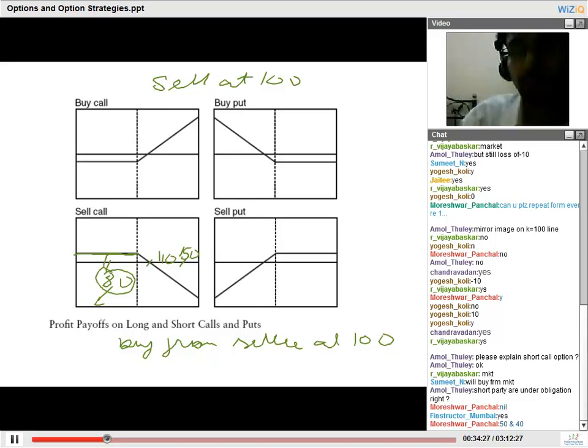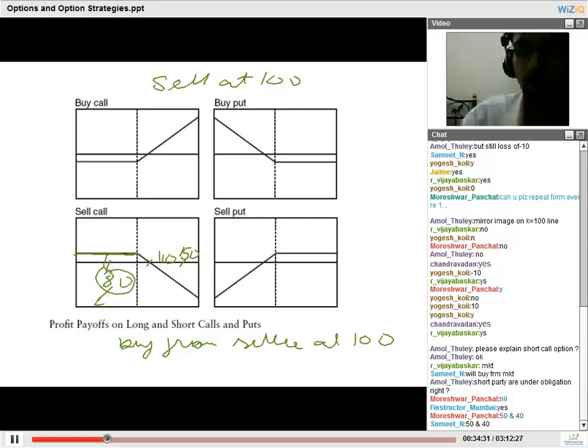So incrementally the buyer will buy from me at 100, I will have to sell it to him at 100, and I will buy from the market at 150. So my payoff will be minus 50, or my loss will be 50 rupees incrementally. I am buying at 150 and selling at 100. But I received an upfront premium of 10, so my total loss will only be 40.